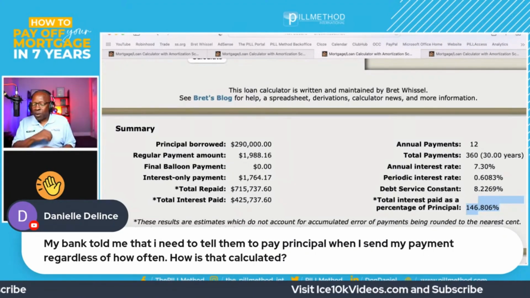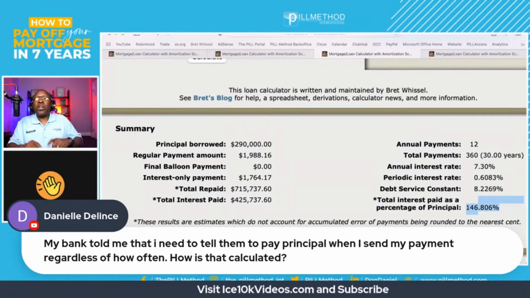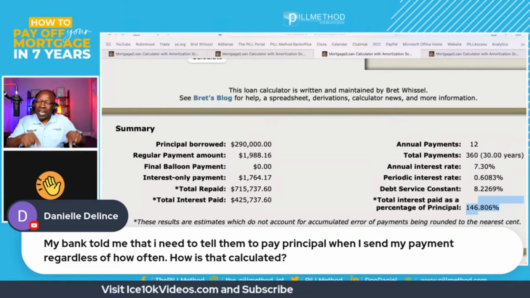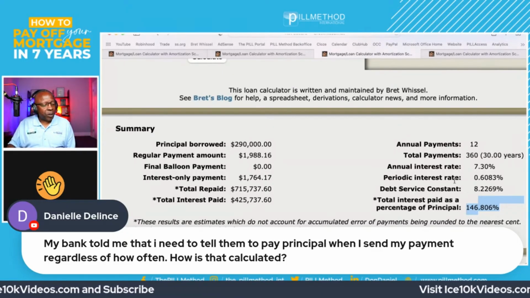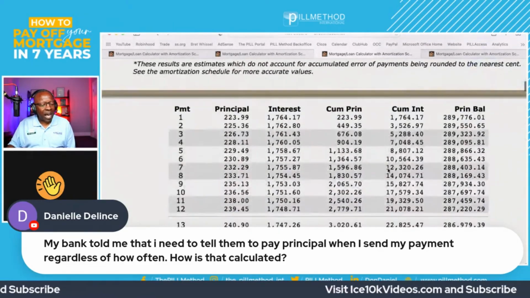If you want to see how expensive, put a number 1 in the chat. Put a number 1 in the chat if you want to see how the bank actually calculates this interest. We're going to show you how it's done. Okay, watch this. This is how it's done.